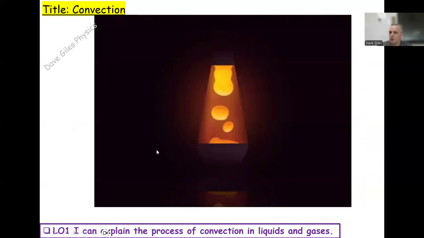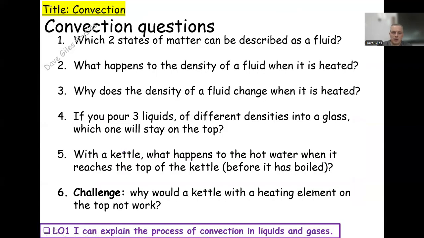Last place to show you where we use them is a lava lamp. So basically, there's little balls here, or these little liquid sections. They gain energy, rise, and fall back down. Okay, some very quick convection questions there.